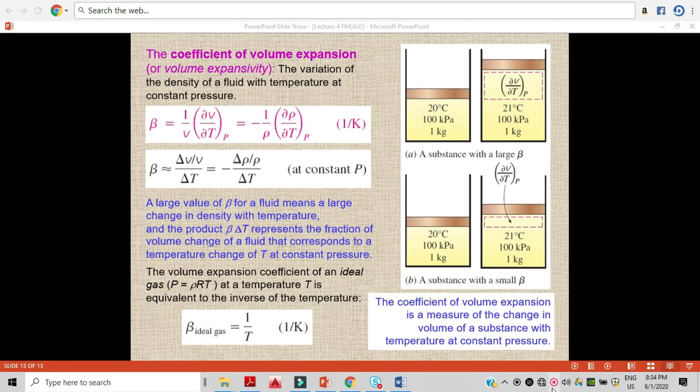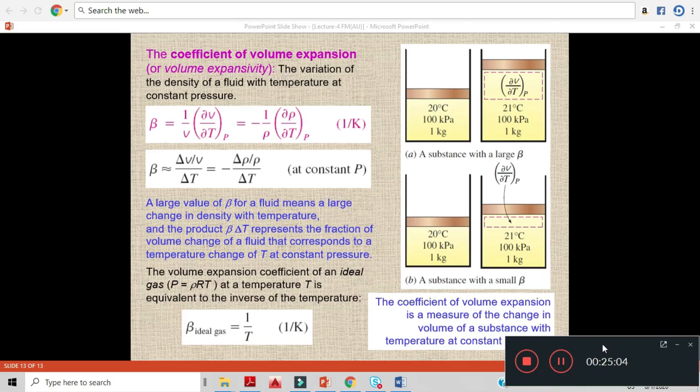You can derive it as we derived the coefficient of compressibility of an ideal gas at constant temperature. Now you can calculate it and just check whether the volumetric expansion of an ideal gas comes to 1 over T at constant pressure.